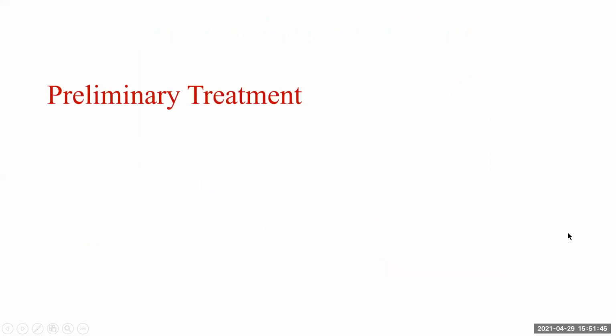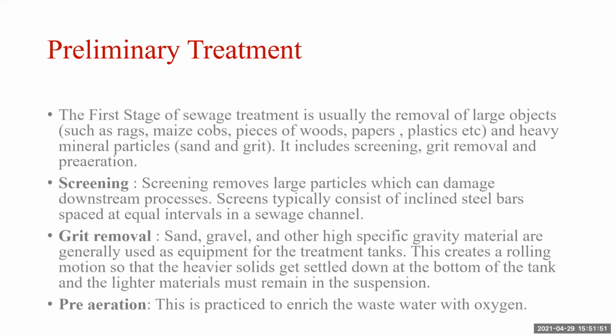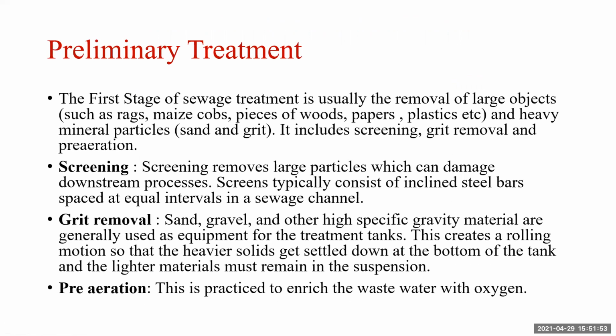Okay. Now, the next conventional sewage treatment method is preliminary treatment. The first stage of sewage treatment is usually preliminary treatment, which involves removing large objects like rags, pieces of clothes, maize cobs, wood pieces, paper, plastic, etc., and other heavy minerals like sand and grit. So preliminary treatment uses certain procedures to remove all these large objects. One is screening, another is grit removal, another is pre-aeration.